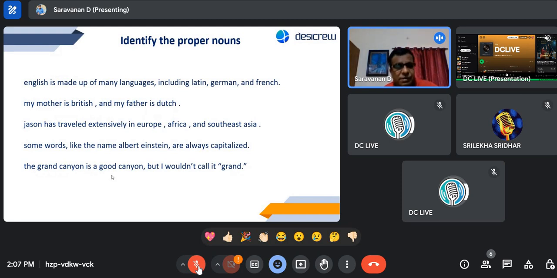I'll read the first sentence: English is made of many languages, including Latin, German, and French. So Shakti, involving you, can you identify what are the proper nouns? Where are the errors which have happened? Absolutely, English, fantastic. Okay, Shakti, if English is coming in the middle, will you still capitalize English or not? You will not capitalize if it is in the middle, correct?